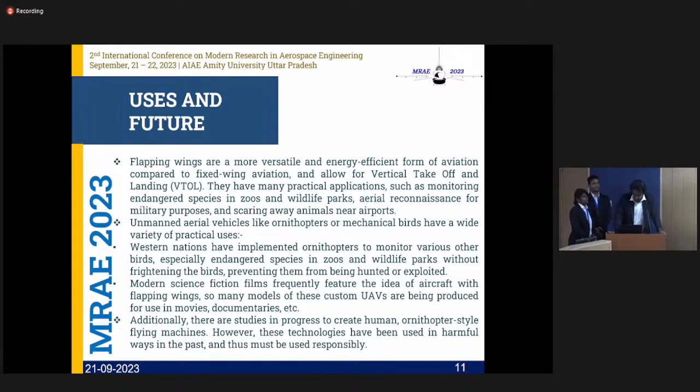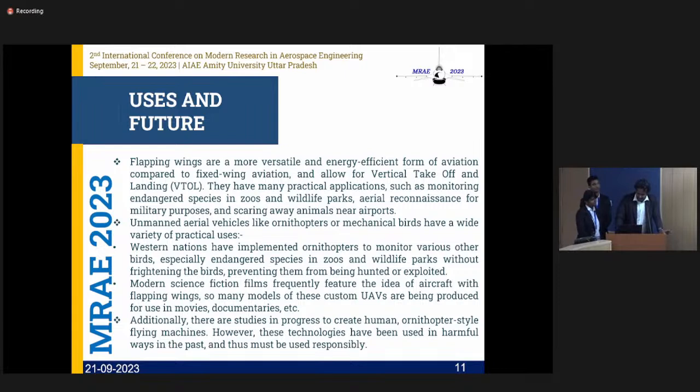Ornithopters are also being used in the entertainment industry, like filming movies. Film studios have made their own custom UAVs resembling these mechanical birds, which are frequently used for different movies and documentaries. Ornithopter technology is also not limited to small UAVs. There are ongoing studies and experiments focused on creating human-sized ornithopters.